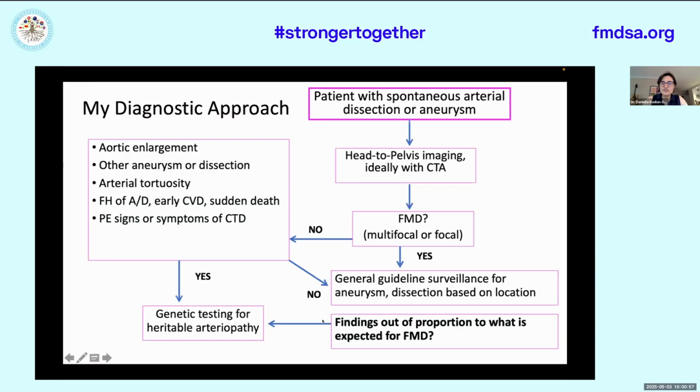There are rare patients who present with repeat dissections, much more than that 1% or so that we were talking about. And in those cases, I will sometimes send FMD patients for genetic testing to make sure we're not missing something. But it really is a very small percentage of patients because we don't find additional genetic causes of these problems very often in patients with FMD at all.